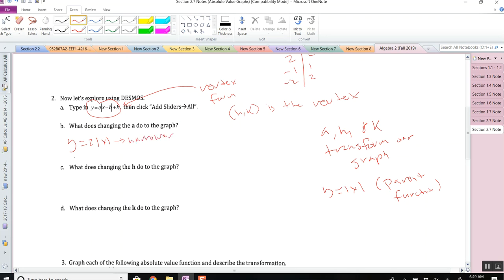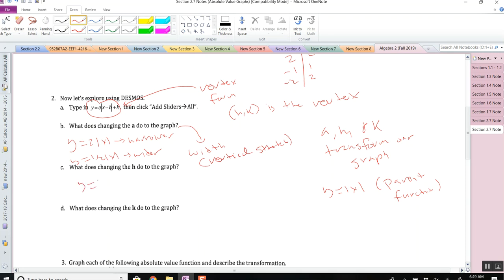The graph got narrower, or when I put 1/2 out in front, it got wider. So basically this changes the width of the graph. It actually causes, to be more precise, a vertical stretch. So it's like the graph is getting stretched when it gets narrower, or wider, it's kind of getting squished, if you want to think of it that way.